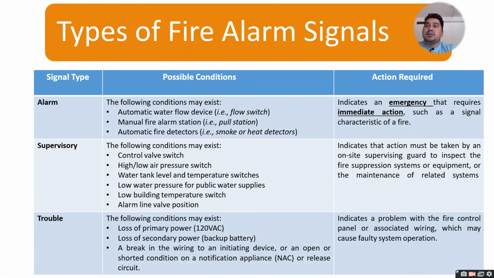Types of fire alarm signals. So signal type, we have alarm, supervisory, and trouble. And possible conditions. What are the possible conditions? Could be for the alarm, supervisory, and the trouble. So these are here. And what are the actions you have to take? Indicates an emergency that requires immediate action, such as a signal characteristic of a fire. So these are the actions needed.